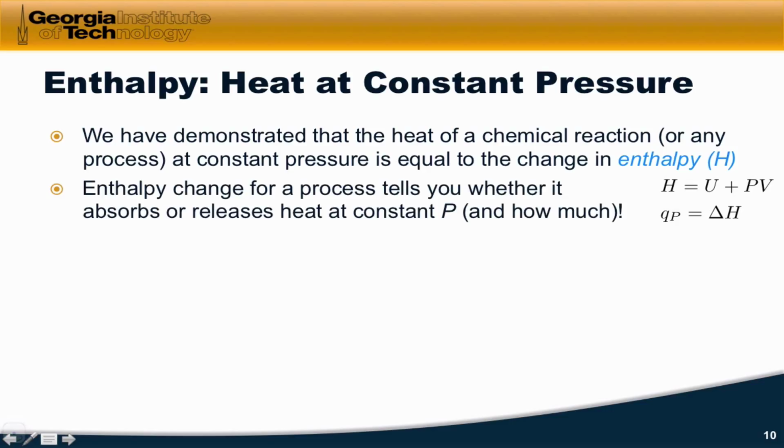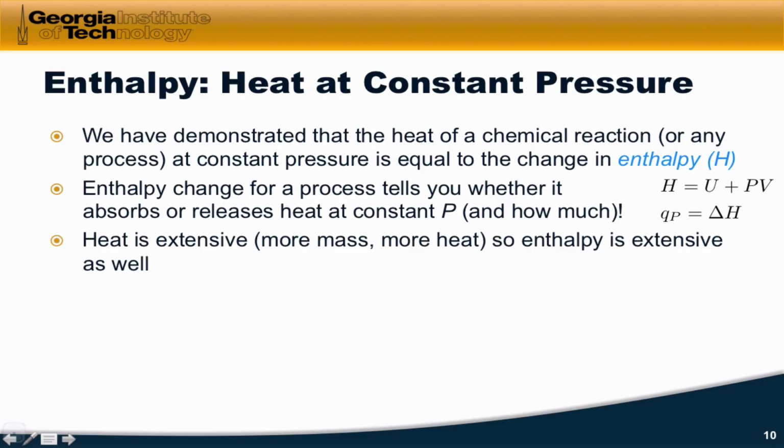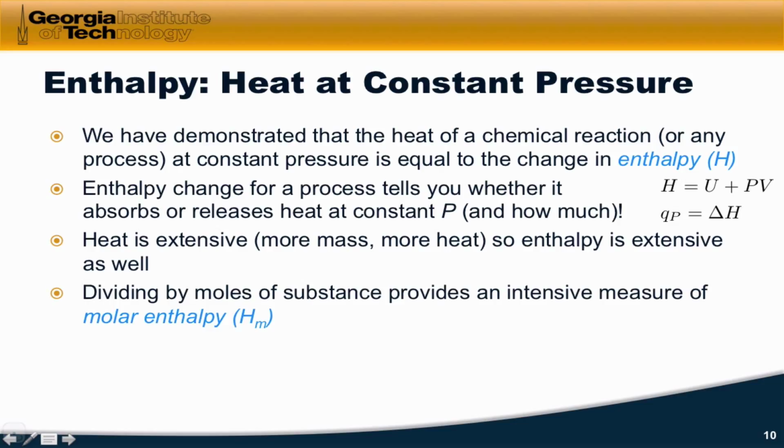The enthalpy change for a process tells you whether or not it absorbs or releases heat, and as we mentioned at the end of the last video, that's useful information. But now, heat and enthalpy change are extensive quantities because a higher mass, for example, or more reaction events is going to cause a larger absorption or evolution of heat.